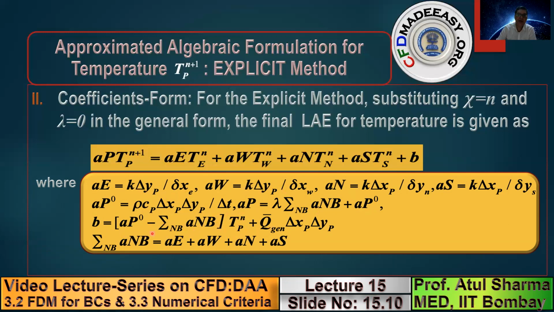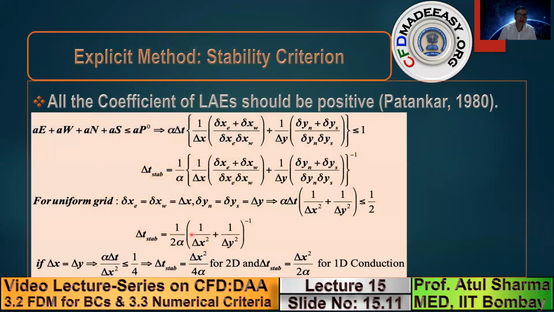What is that condition? AP naught is greater than the summation of all the neighboring coefficients, which is AE plus AW plus AN plus AS. So using this condition, I'll present the derivation of an equation which will give us the maximum delta T that we can use in an explicit way. So with this background, we have a condition for the coefficient of TPN to be positive. That is, AP naught should be greater than the summation of the coefficients of all the neighbors.